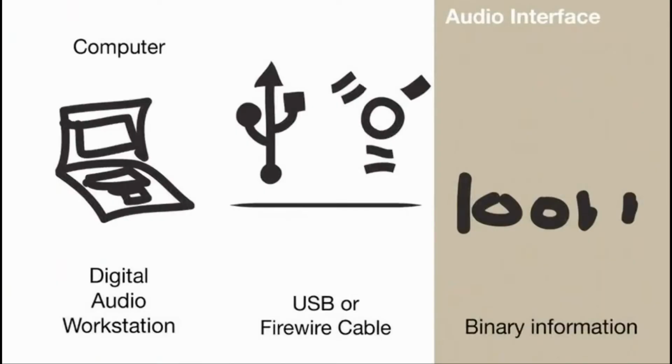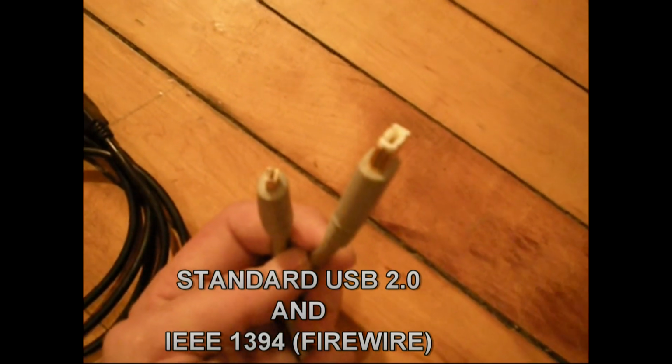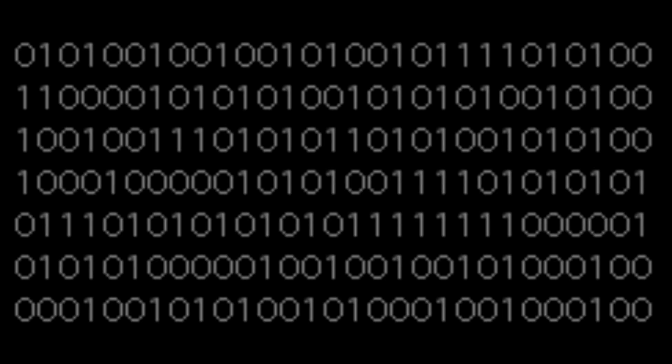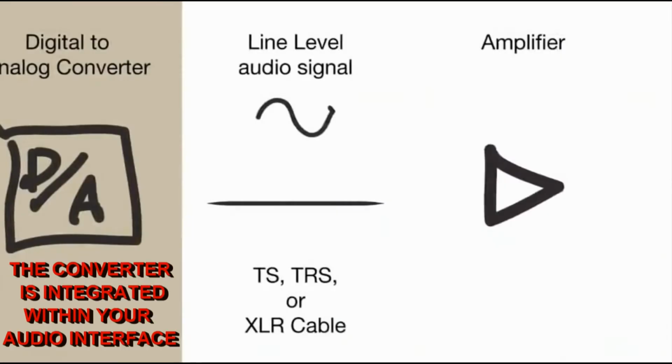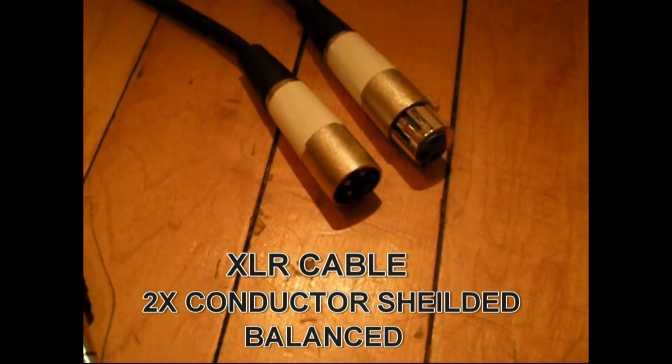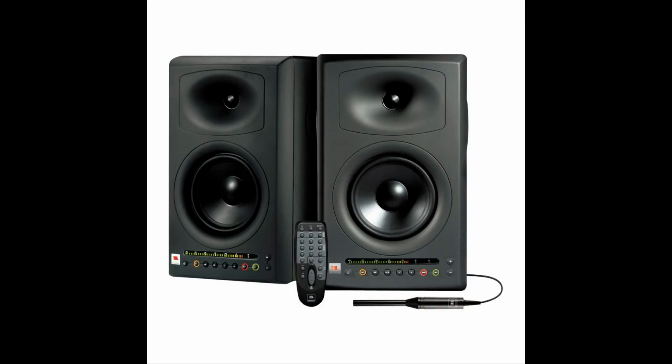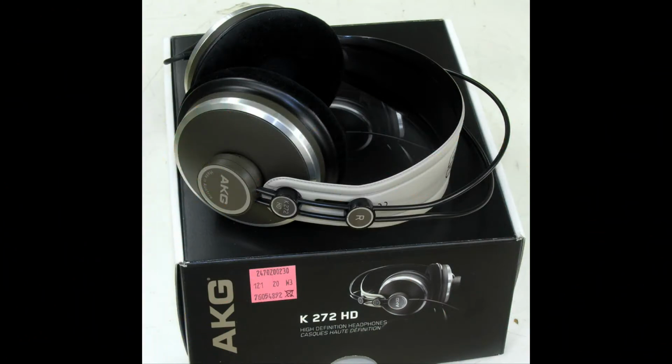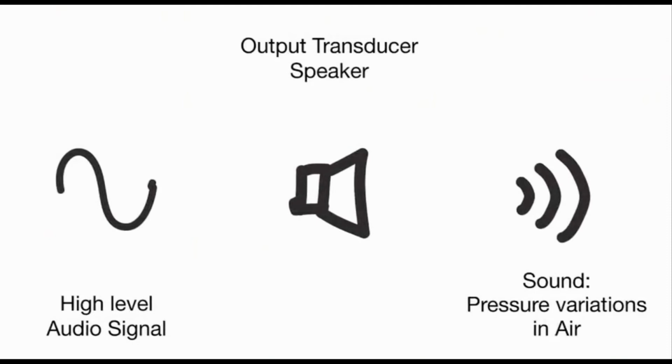So now everything is moving in reverse, because the signal flow now travels back out via the same FireWire or USB cable, again as binary information, the ones and zeros that I talked about earlier, to the audio interface, now to the digital-to-analog converter. As a line level audio signal, this is usually done via a TS, TRS, or an XLR balanced cable to your amplifier or monitors, or maybe headphones, as a high level audio signal to the said output transducers, or speakers, as sound pressure variations in the air that we perceive as loudness.